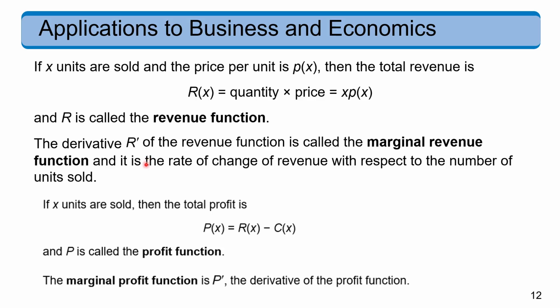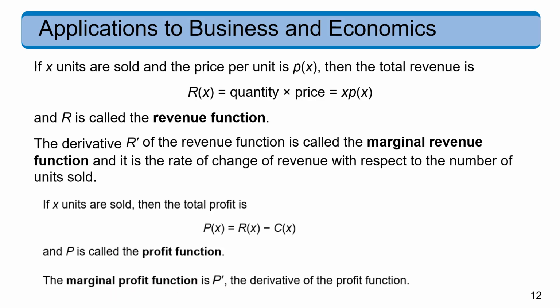Next term is profit. So most of us are probably familiar with this idea. The profit would be the total amount of money brought in through the sales minus the amount of money spent to manufacture the items. So in other words, the profit would be revenue minus cost. Okay, so we have our profit function and then the term marginal again. So marginal profit would be the derivative of the profit function.